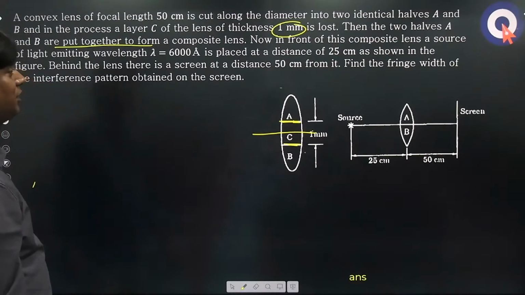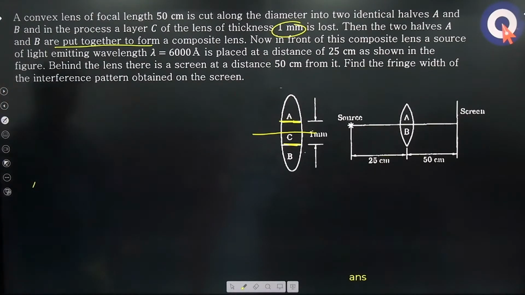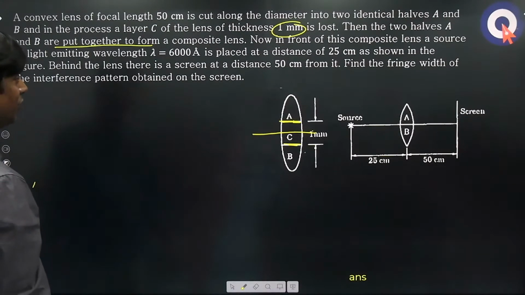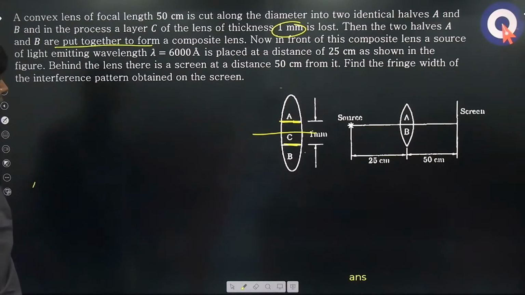Now in front of this composite lens, a source of light emitting wavelength lambda equal to 6000 angstroms is placed at a distance of 25 centimeters as shown in the figure. Behind the lens there is a screen at a distance of 50 centimeters from it. Find the fringe width of the interference pattern obtained on the screen.